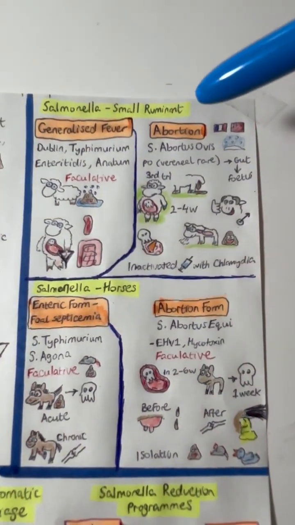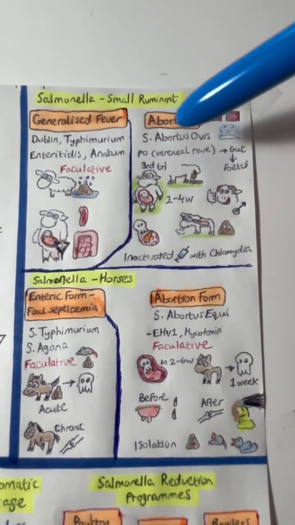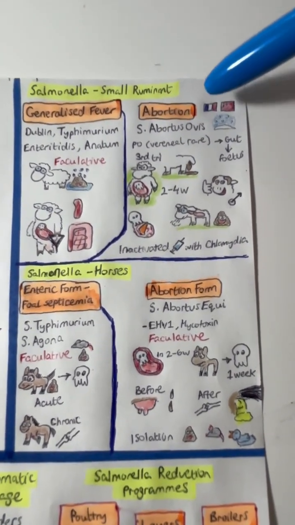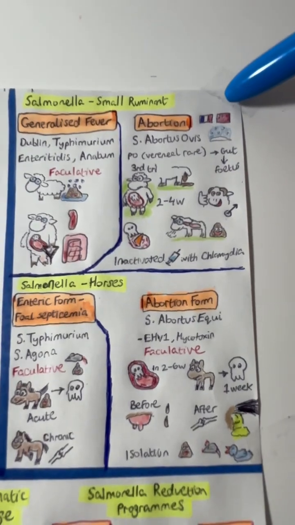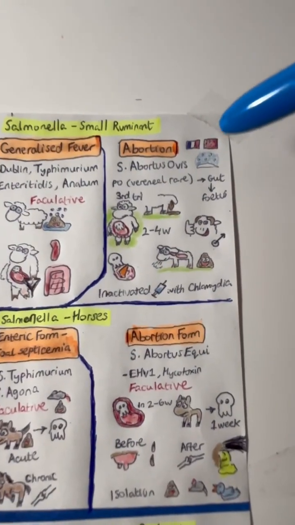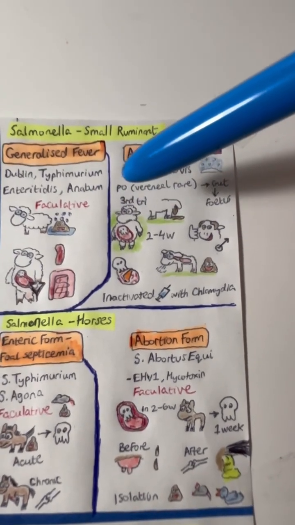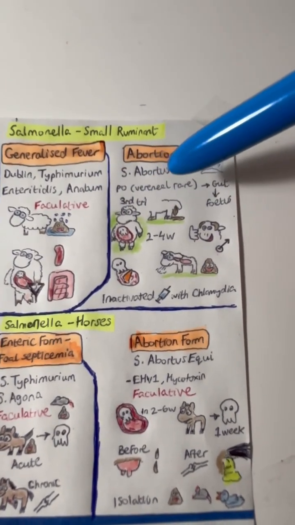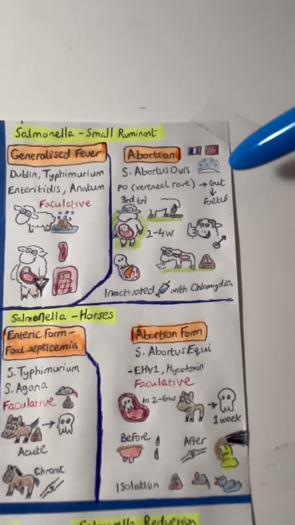For abortion, in sheep it's caused by Salmonella abortus ovis, and it is more common in France and in China, and it occurs when there's cold conditions. It mostly enters the body through the oral route. However, venereal transmission can happen, but it's very rare. It then goes to the gut and then the fetus.